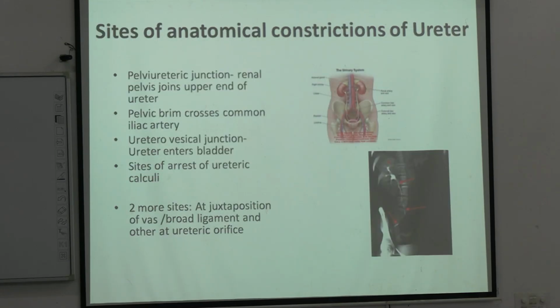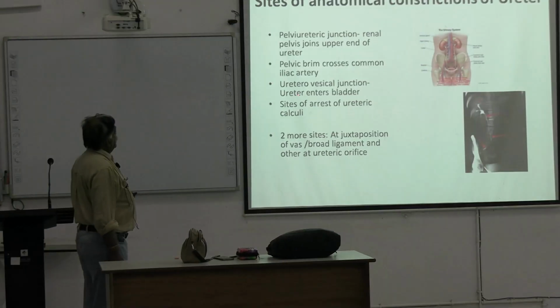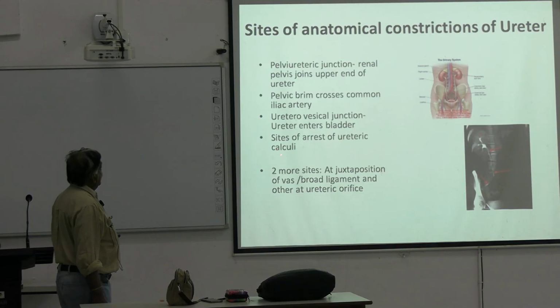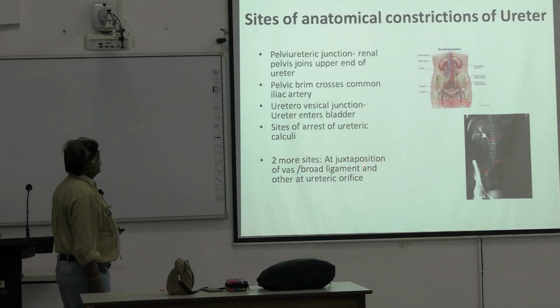Next. Now, sites of anatomical constrictions of the ureter. This is important. Pelvic-ureteric junction, where the renal pelvis joins the upper end of the ureter. Pelvic brim, where it crosses the common iliac artery. Uretero-vesical junction, where the ureter enters the bladder. These are the sites of arrest of ureteric calculi. Two more sites are at the juxtaposition of the vas and the broad ligament, and the other at the ureteric orifice.